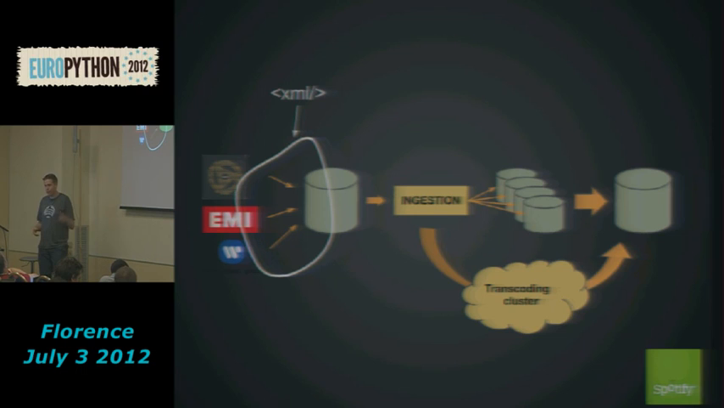So I will come back to that later, what I mean by loads of the XML, but we get the delivery. We call them deliveries when the label sends us new content. So new content, new updates to old content, takedowns when they want to take something down, it's all XML, and it's not anything standardized.